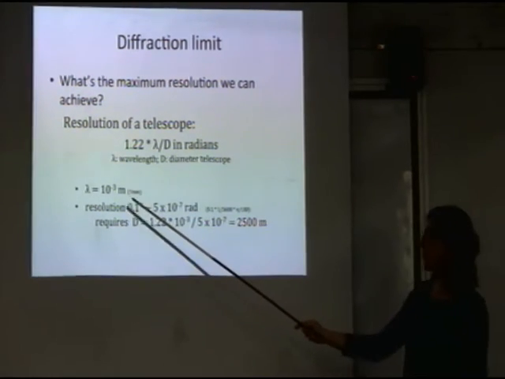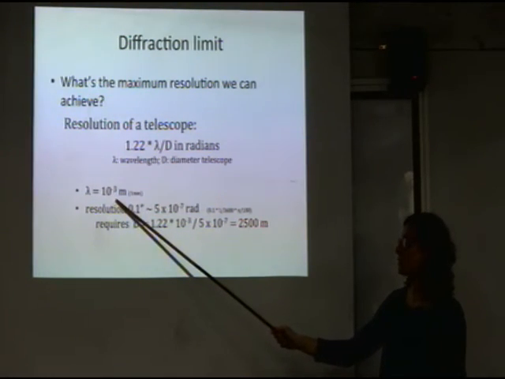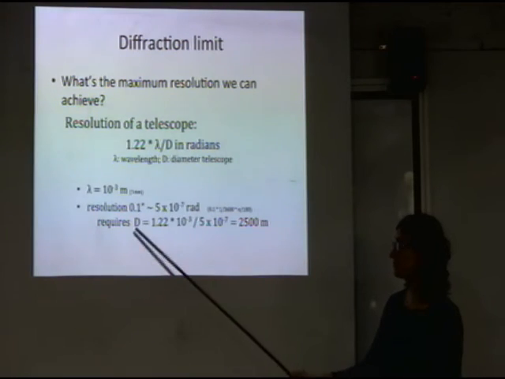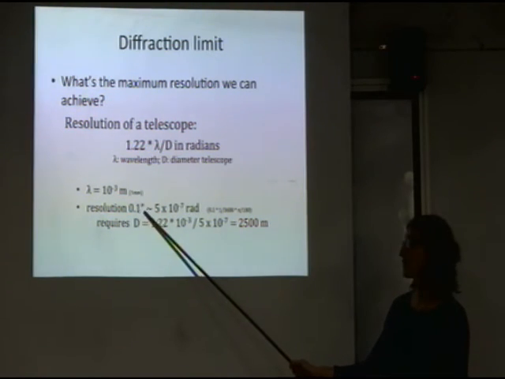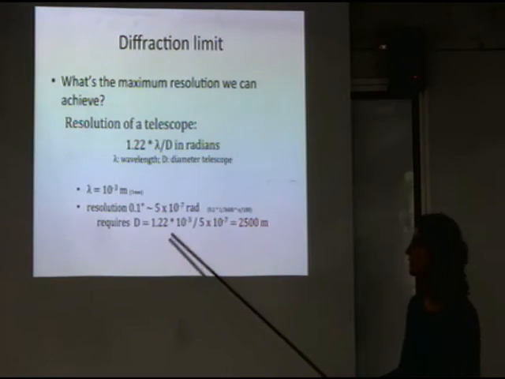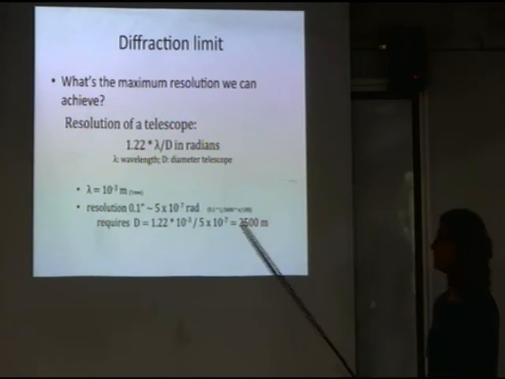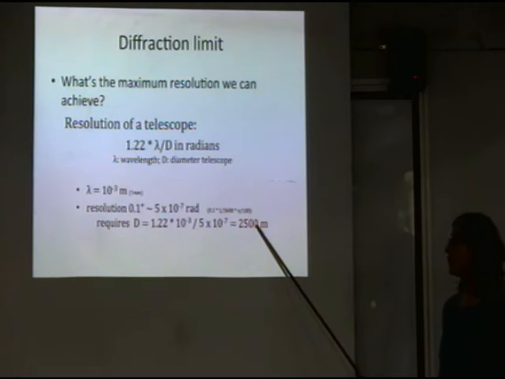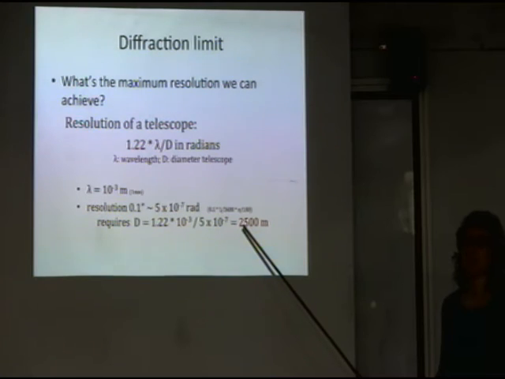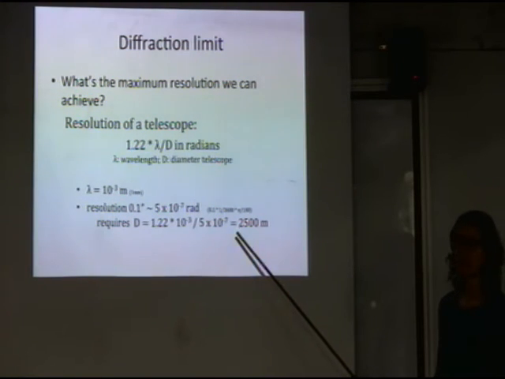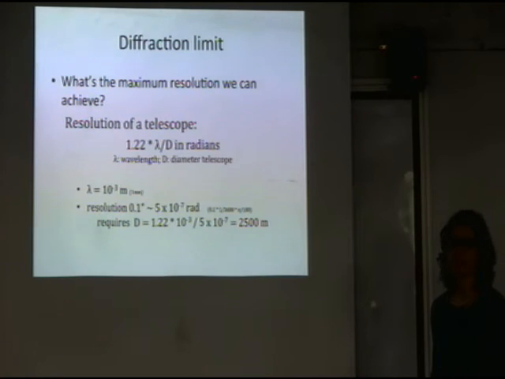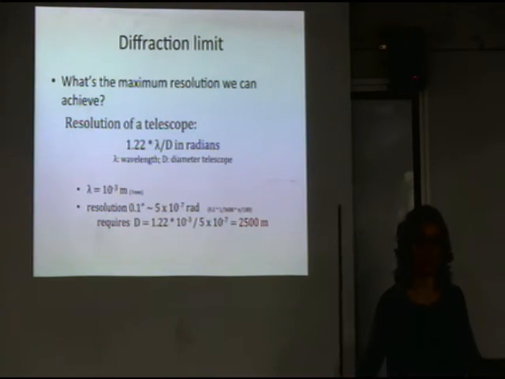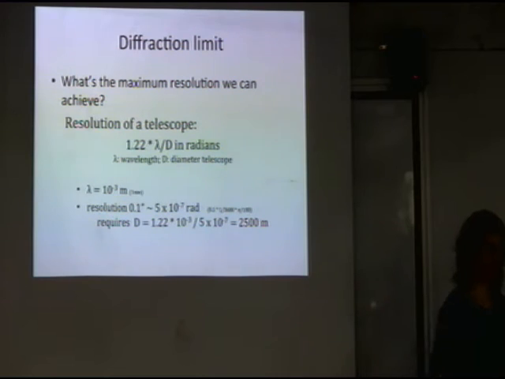For example, in this millimeter regime, if we want a resolution of a tenth of an arc second, that would require a dish of 2,500 meters. So good luck with that. So we need to find a way to observe small scales, but not by constructing telescopes that are so big, right?